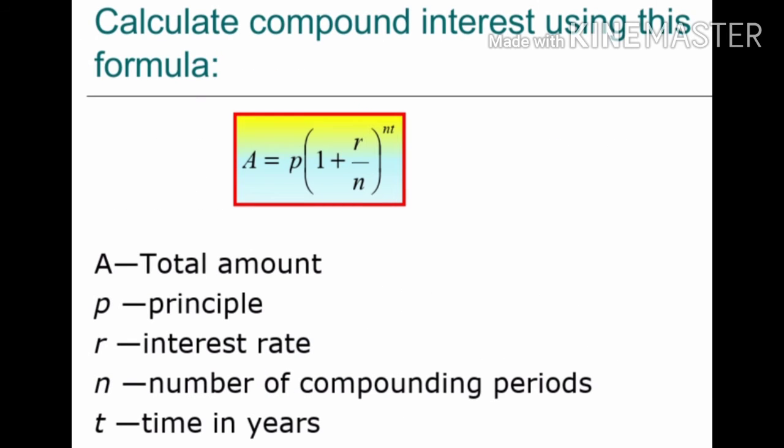So here is the formula to calculate compound interest. The formula is A equals P times (1 plus R over N) to the power of N times T. A is the total amount, P is the principal, R is the interest rate, N is the number of compounding periods, and T is time in years.